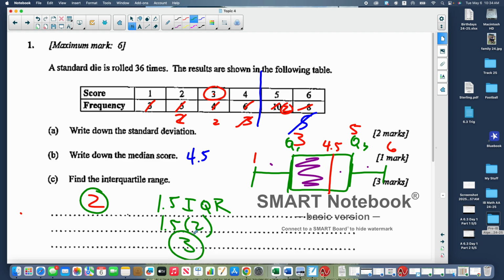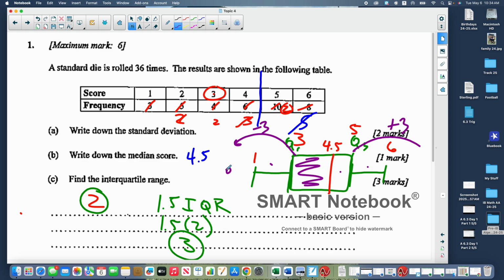Okay? Now what do we do with that 3? We measure from the edge of the box out. So we measure from there to there. We go -3 from here, and from here we go +3. And that is my allowable distance. So if I did 3 minus 3, I would be at 0, so anything lower than 0 would be an outlier. I would take 5 plus 3 and I would get 8, so anything bigger than 8 would be an outlier. In this case, none of these are outliers.